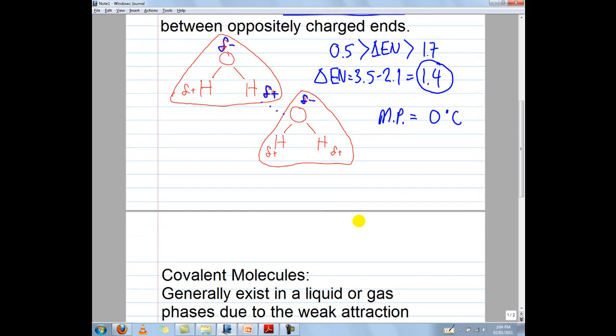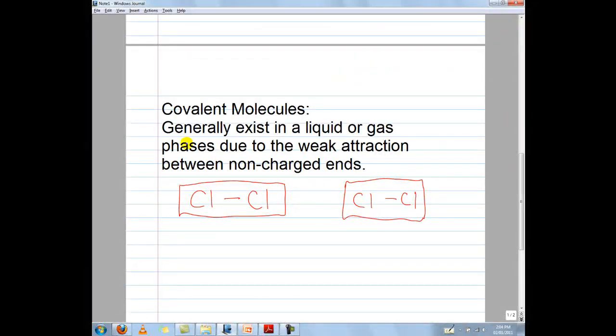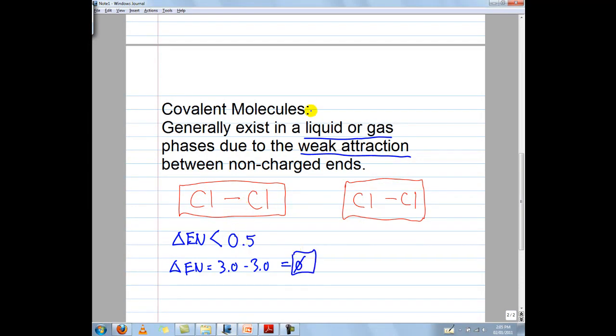Now, on the other end of the spectrum, we have covalent molecules. Covalent molecules generally exist in a liquid or gas phase. This is due to their very weak attraction between each other. If you recall, covalent molecules are those that have a delta EN value of less than 0.5. In this case, chlorine has a 3.0, and this is another chlorine, so 3.0. If we subtract it, we get a delta EN value of 0, and 0 is definitely less than 0.5, so we are a covalent molecule over here.